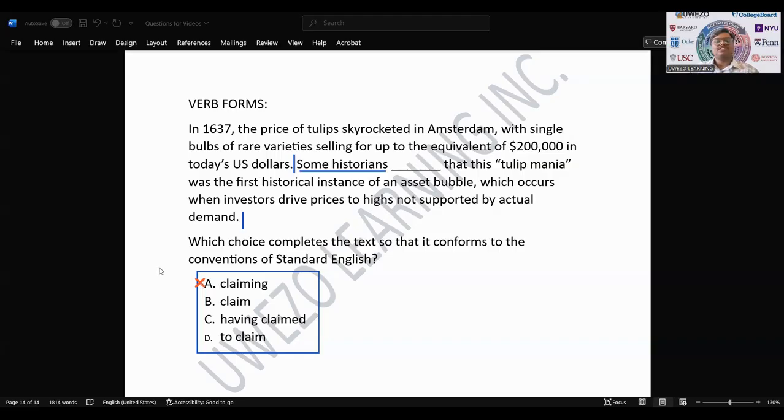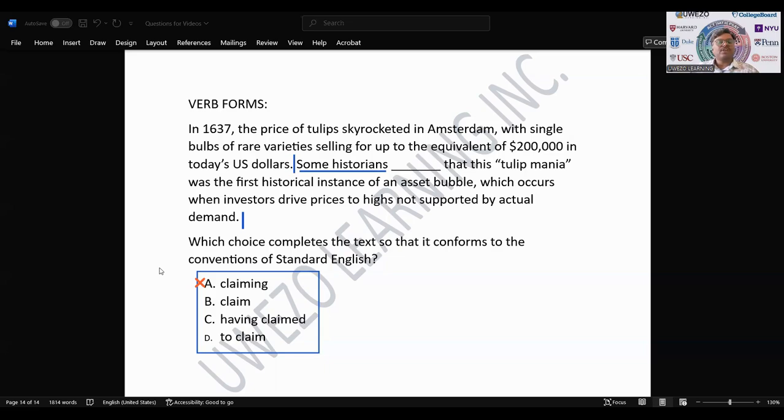Option B says claim. Some historians claim that this tulip mania was the first historical instance of an asset bubble. Now, claim is a finite verb. Some historians is the main subject and claim is the main verb. So option B can stay here. Let's hold on to it.